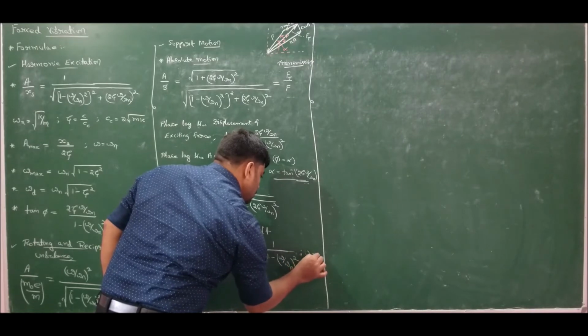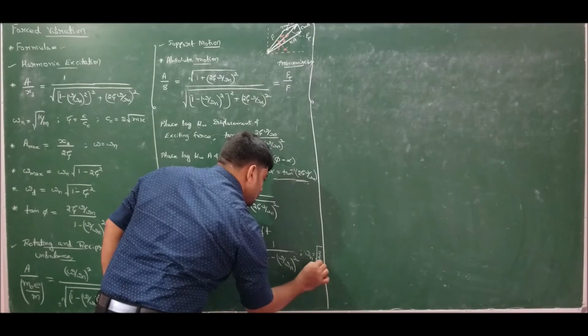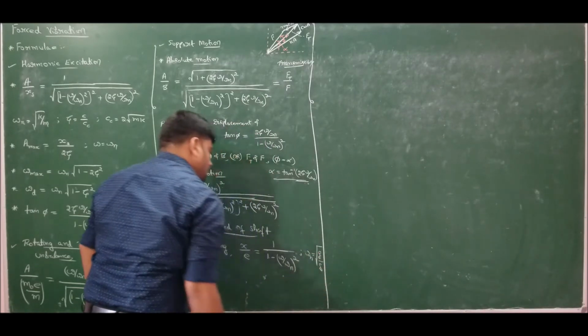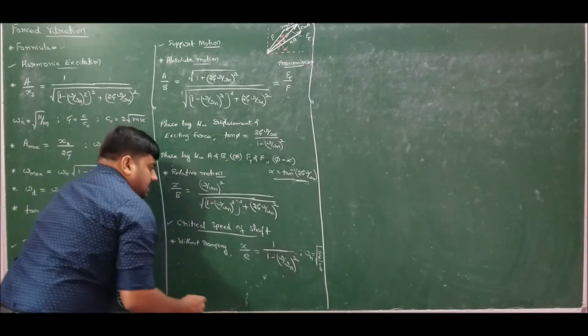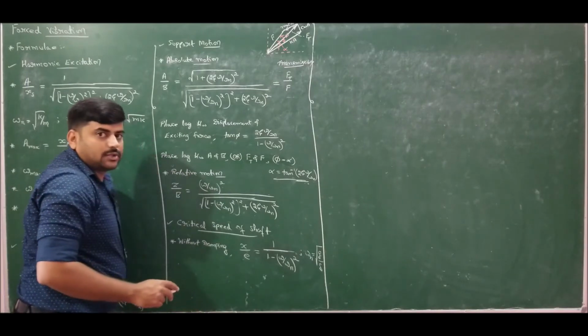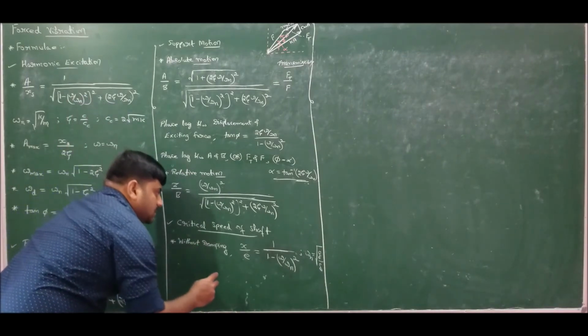Here omega n can also be calculated with the help of root of g by delta, where delta is static deflection and g is acceleration due to gravity, 9.81 meter per second square.